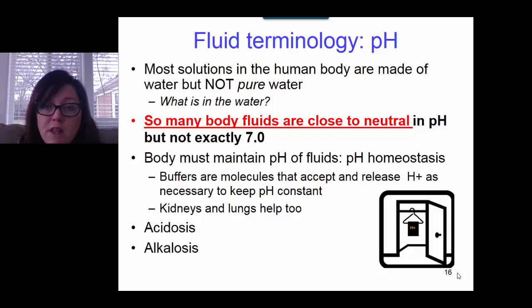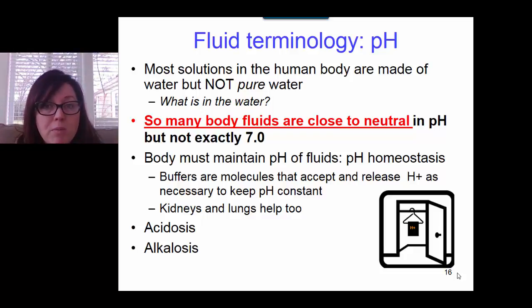Our first line of defense against changes in pH are using things called buffers. So buffers are substances that are capable of taking in or releasing hydrogen ions as needed in order to maintain the pH of a solution. I think of buffers as like a closet. It's a closet where you can store hydrogen ions when you don't need them. So if the pH is dropping and you have too many hydrogen ions, you take them and you put them in the closet.